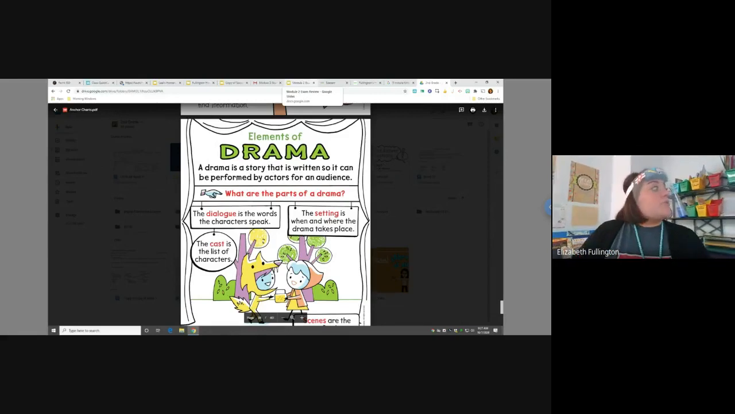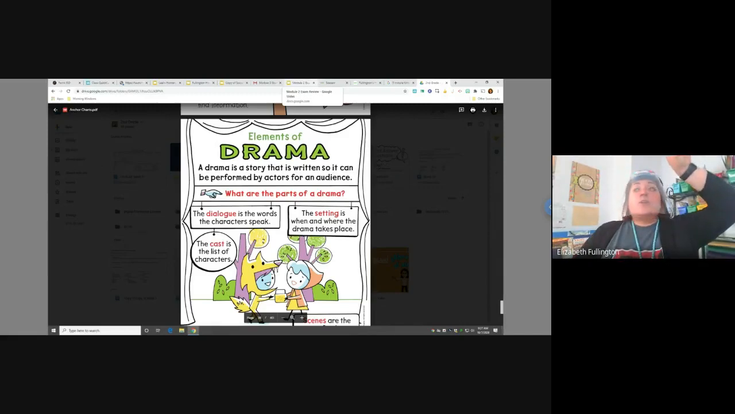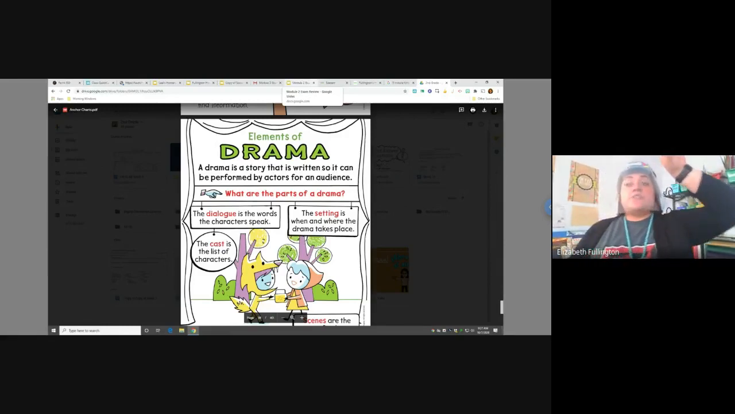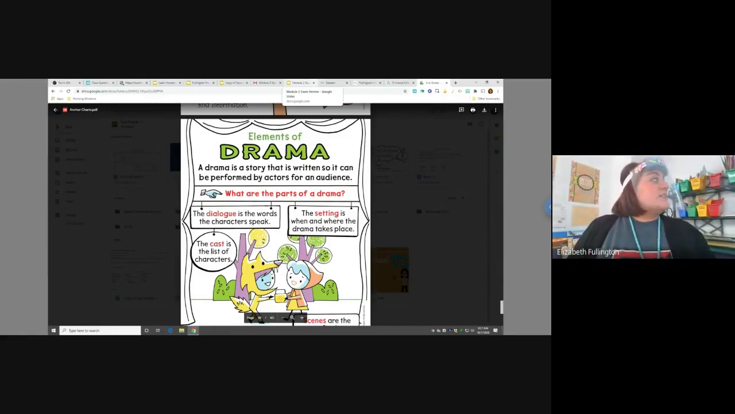It says, what are the parts of a drama? In red, we have dialogue. Remember, what is dialogue? Talking. Who is talking? The character. The characters are talking, or the characters speak, right? The actors are speaking. So it says the dialogue is the words that the characters speak.